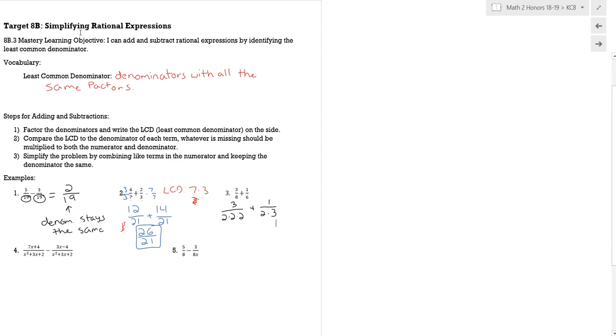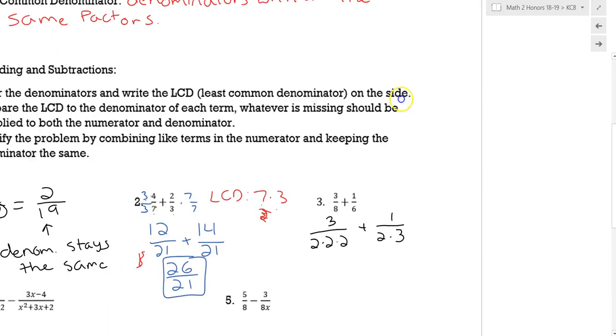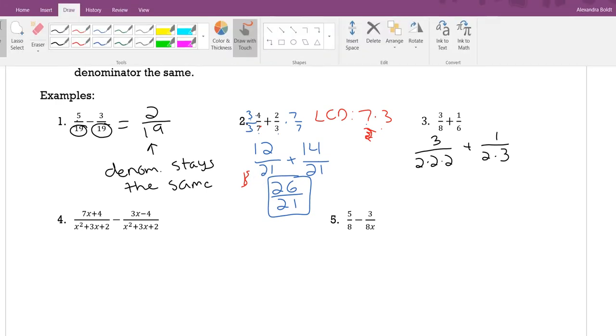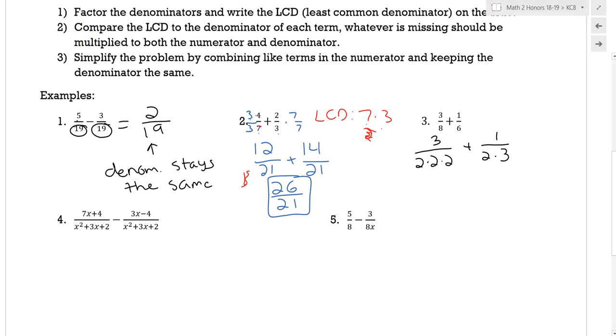So when I'm looking at my least common denominator for these, I want to list all my factors of the first one. And then I want to list my factors of the second one, but I don't want to repeat anything. So I already have one of my 2's, so I only need a 3. Okay? So I only have to add in things I don't already have.